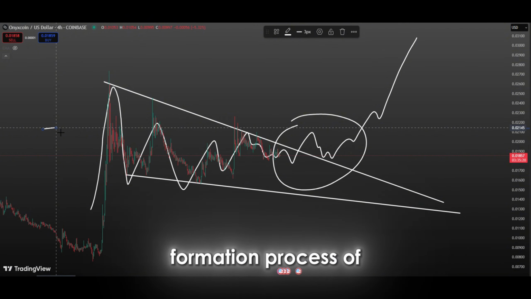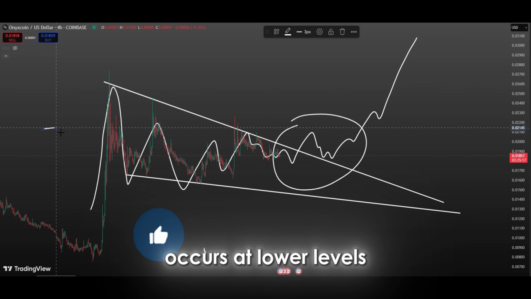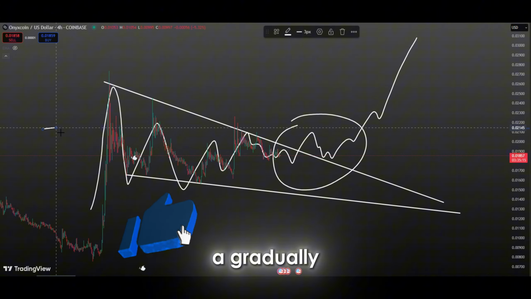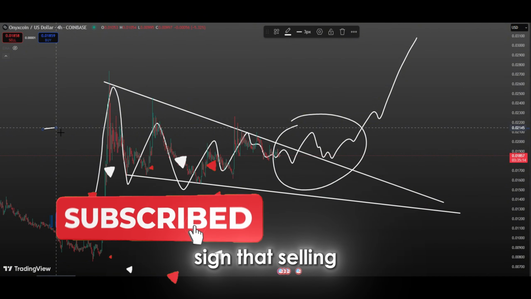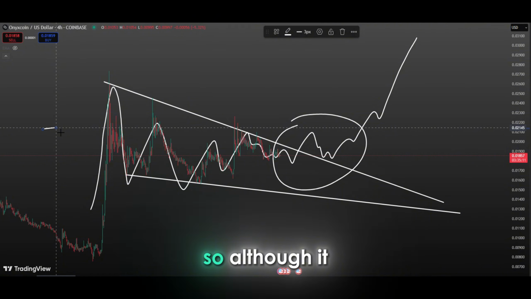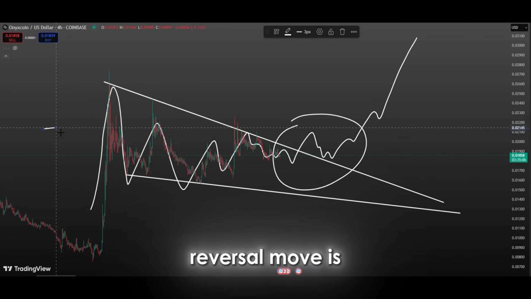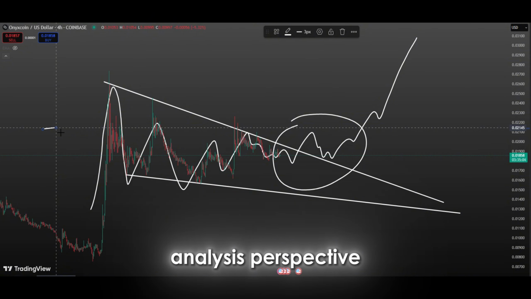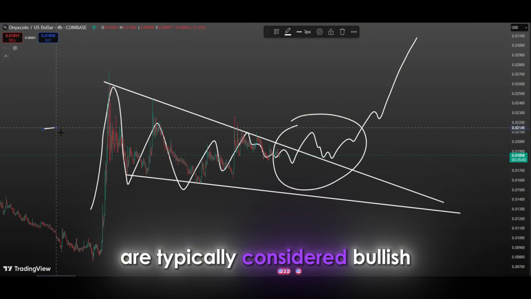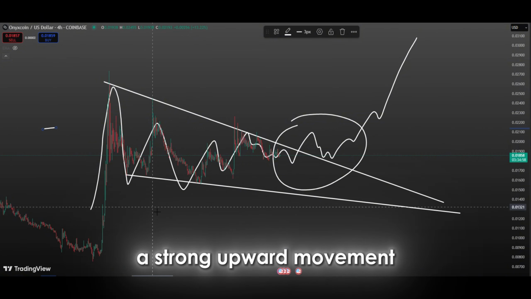When analyzing the formation process of a falling wedge, it is observed that each new high and low in price occurs at lower levels, but these movements take place within a gradually narrowing range. This contraction is a sign that selling pressure is decreasing and buyers are slowly beginning to gain control. So although it may seem that the price continues to make lower lows, the underlying momentum is weakening, selling strength is fading, and a potential reversal move is taking shape. From a technical analysis perspective, falling wedge formations are typically considered bullish reversal formations. This means that when the formation completes and the price breaks above the upper boundary, it often signals the start of a strong upward movement.